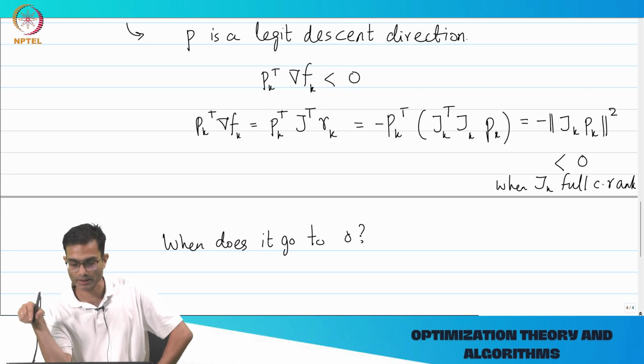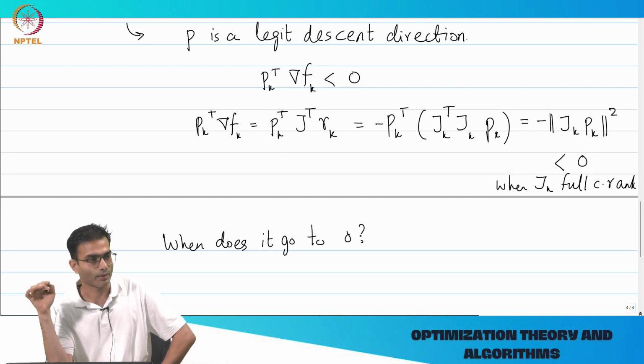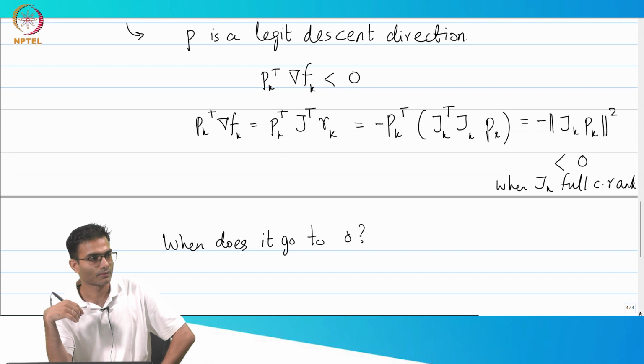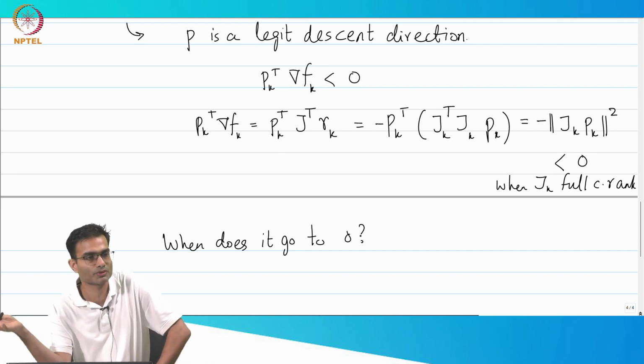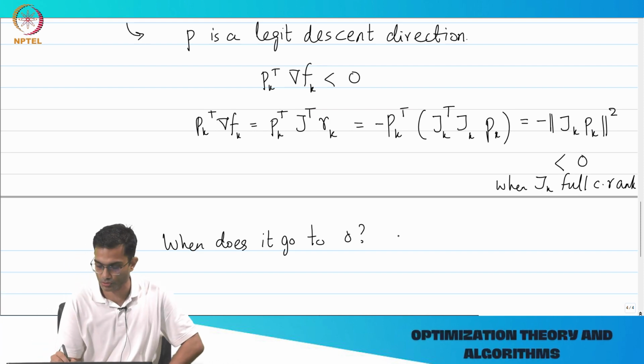When can this expression actually go to 0? One step before that, J_k is full column rank, so obviously it cannot be 0. So what is the option? p_k has to be 0. So the only condition is p_k going to 0.